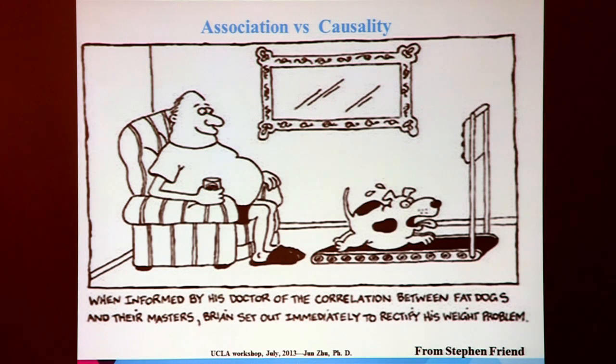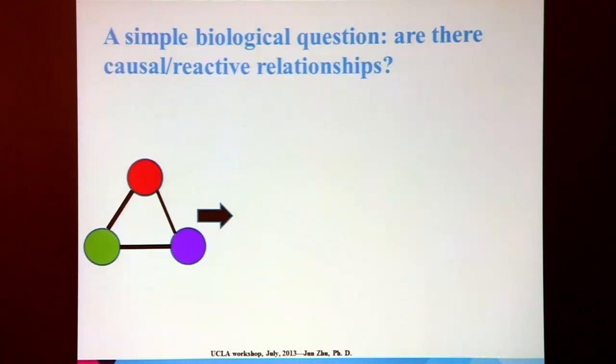So here is one. His doctor told him that fat dogs correlate with fat masters. Then he constructs a plan to deal with his obesity problem, just like the dog running on the treadmill. Definitely there's a correlation, but will this correlation give you the causality? That's the question. In biology, we know that a lot of things are correlated, and the question is can we derive a causal relationship from here?